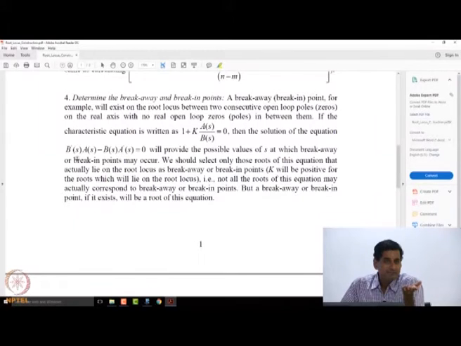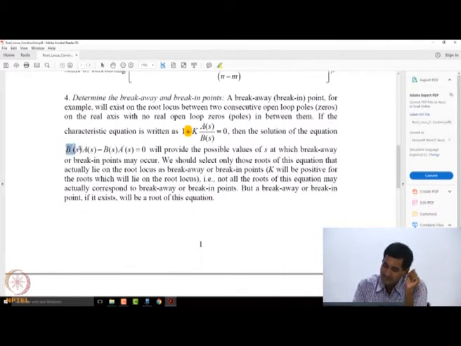Step 4 remains the same, because it is just a matter of figuring out potential breakaway and break-in points and then determining whether they lie on the root locus. But then we need to be a bit careful now. Why? Because the characteristic equation can now be written as 1 minus k times A of s divided by B of s.